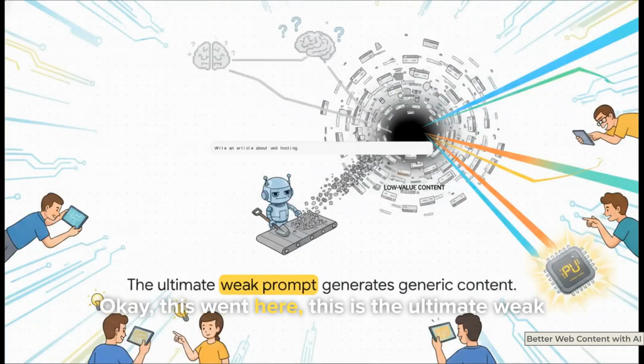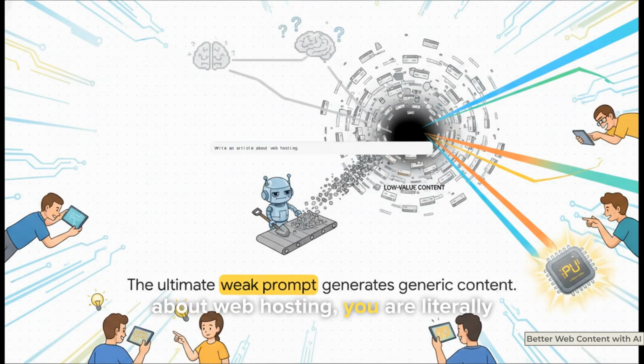Okay, this right here, this is the ultimate weak prompt. If you're just asking your AI to write an article about web hosting, you are literally guaranteeing yourself low-value content. It lacks your website's unique voice, it completely ignores who the audience is, and it offers zero specific solutions. The AI is just going to scrape together the most common generic explanations found everywhere else online. Basically, if your prompt is broad, your content will be useless.